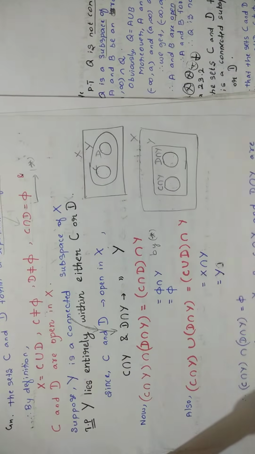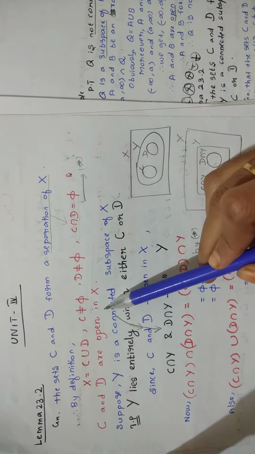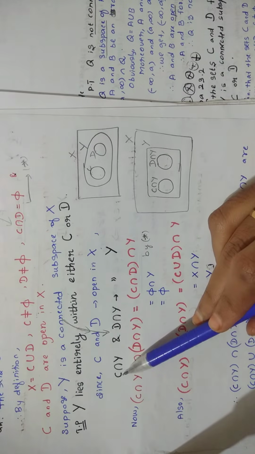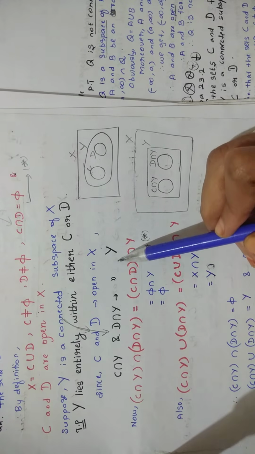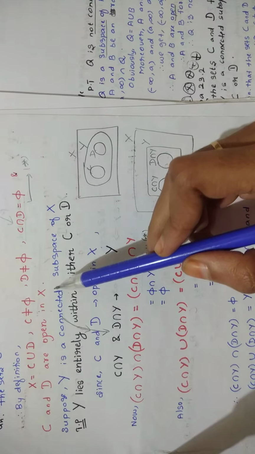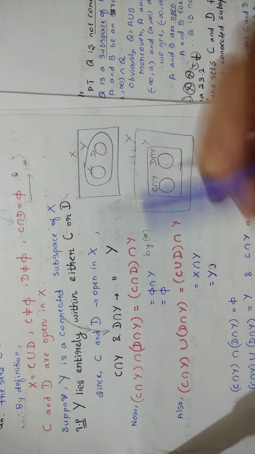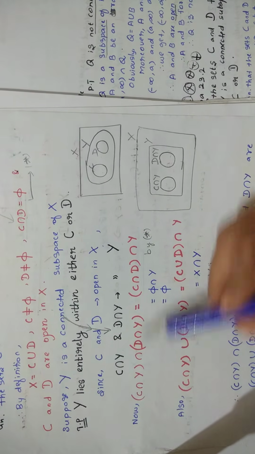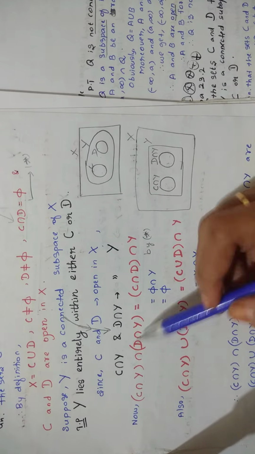In the next line what we are doing is, since C and D are open in X, therefore when you find C intersection Y and D intersection Y, that will be open in Y. So now you are finding this. You are writing this. This is one of the De Morgan's identities. You are just writing it down.